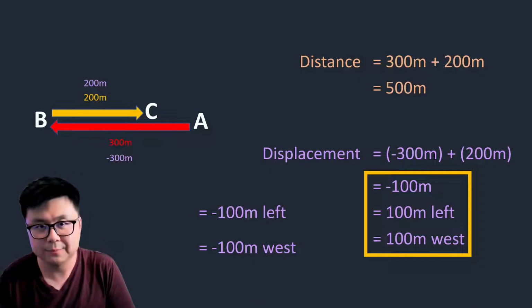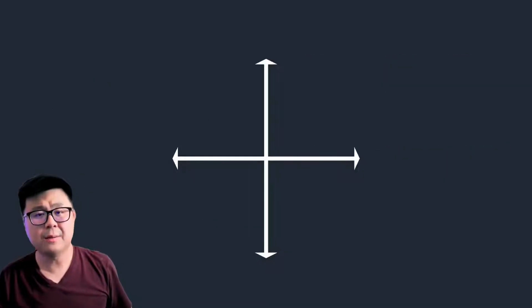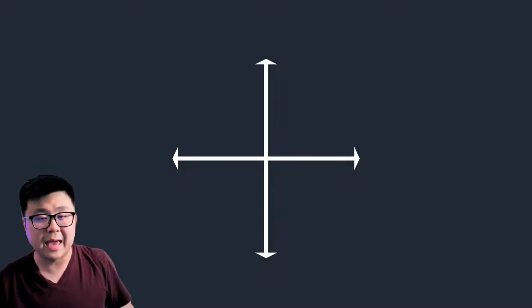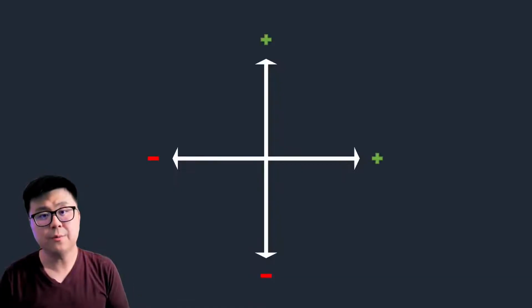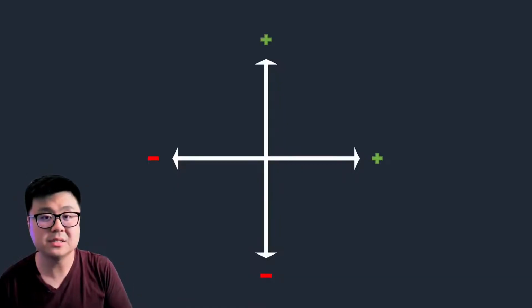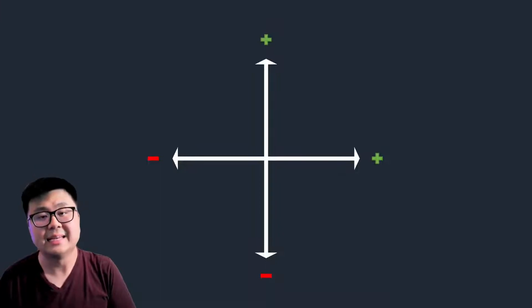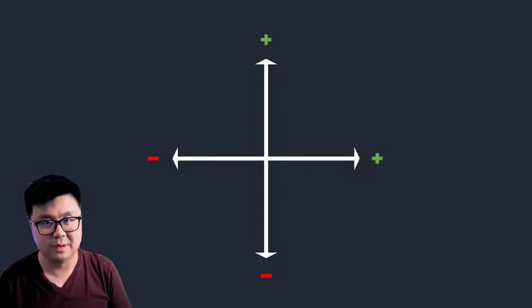Just now I mentioned that when it comes to vectors and directions, there are actual mathematical signs associated with directions. As you can see here, when you go up or to the right, it is positive, and when we're moving down or to the left, it is negative. Pretty standard if you've done math.